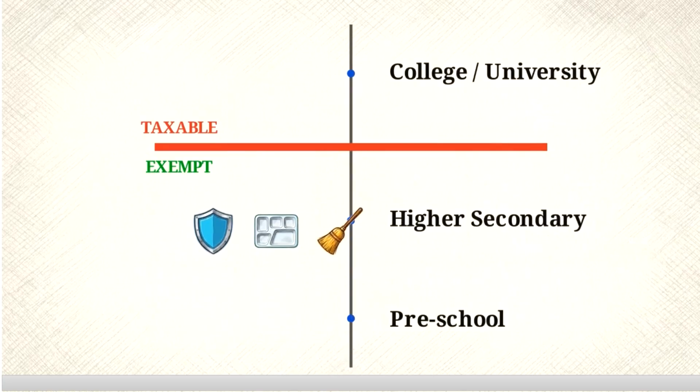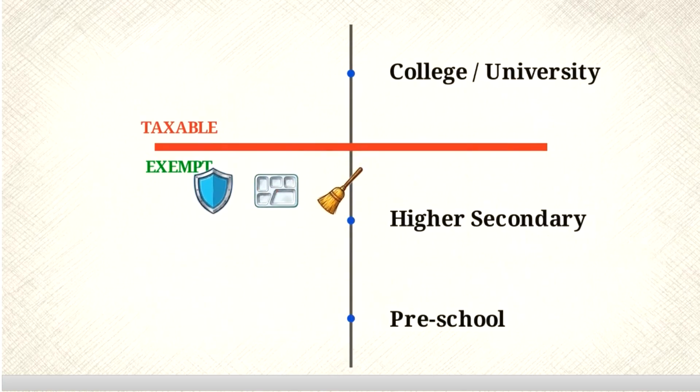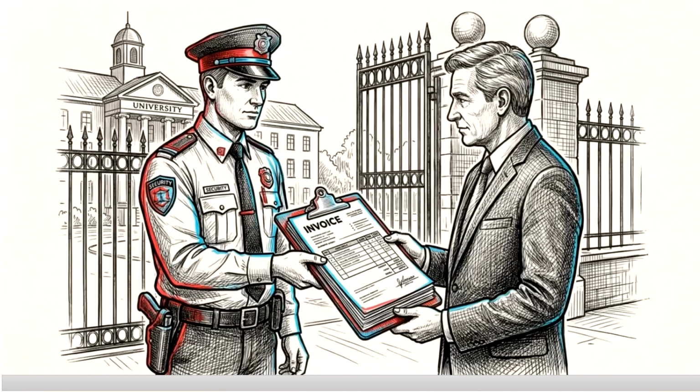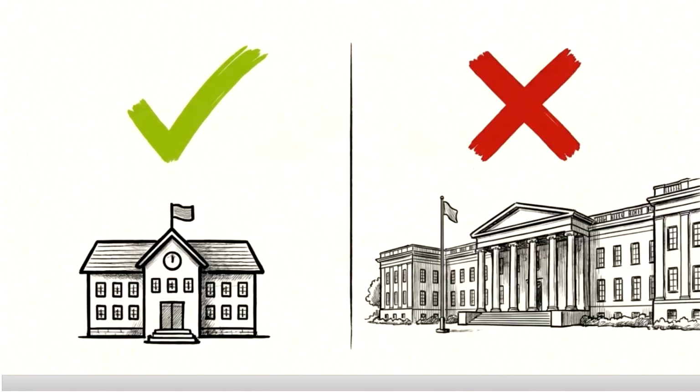Look at this timeline. Outsourced services flow freely to lower grade levels, but crash into a solid wall right after higher secondary school. Outsourced security, cleaning, and catering services are strictly exempt only if provided to institutions up to the higher secondary level. Providing those exact same services to a college or university makes them fully taxable. For input services, taxability relies entirely on the academic level of the receiving institution, not the nature of the service itself.